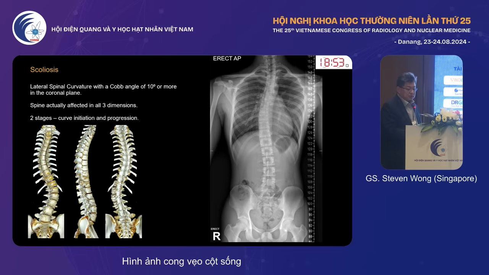Lateral spinal curvature with a Cobb angle of 10 degrees or more in the coronal plane is the official definition for scoliosis. But unfortunately, the coronal plane is only one single plane. Scoliosis affects the spine in all three dimensions, so you actually do need to try and image the patient in as many planes as possible. First is the initial stage, which is the curve initiation, and then later on the progression of scoliosis.